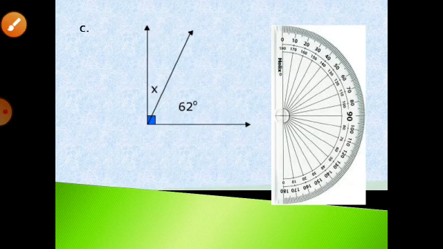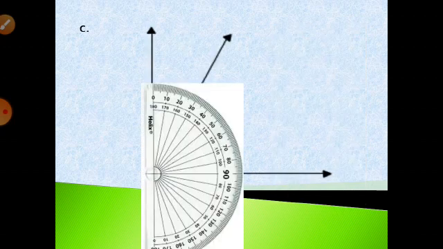Next, C part. In C part, x is missing and a 62 degree angle is given to you. Again, you can place the protractor as you choose, either the horizontal way or the vertical way. This is totally up to you. As I have shown you in the first slide, you can place the protractor horizontally, or in the second slide vertically. So it's totally up to you which way is easy for you to measure. See, I have placed the protractor in the vertical way.